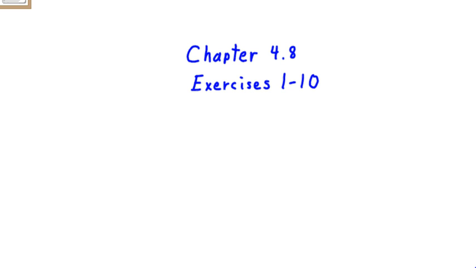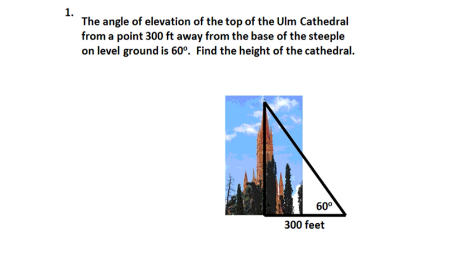This is chapter 4.8, exercises 1 through 10. Section 4.8 in our book has to do with using trigonometric ratios for real-world distance calculations. I'm going to go over the workings of problems 1, 3, 5, 7, and 9, and leave the even number problems for your further rehearsal and practice.